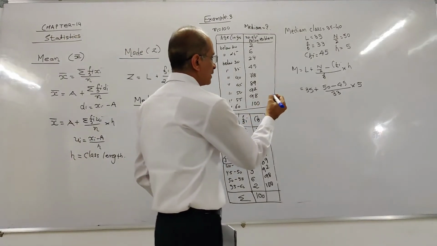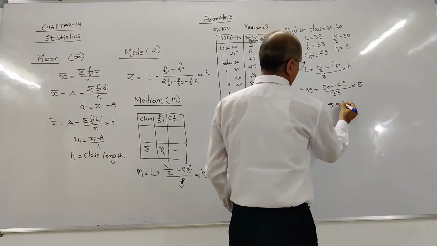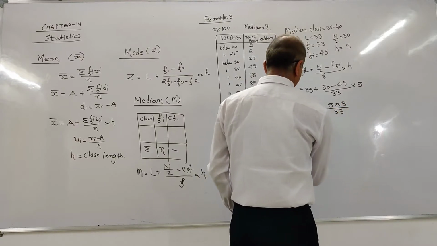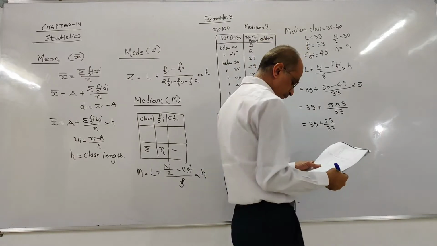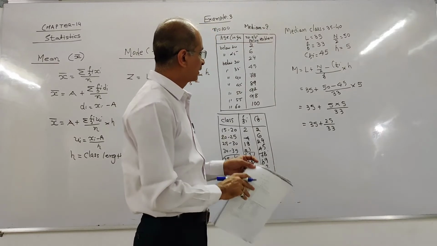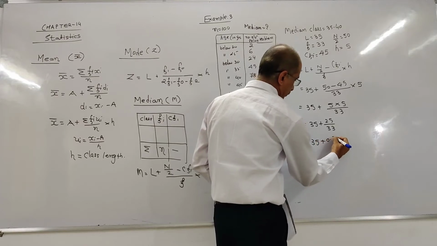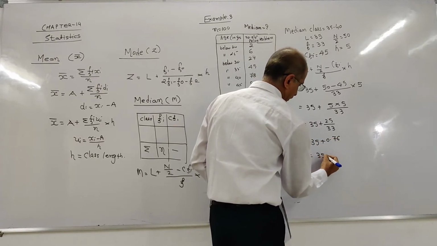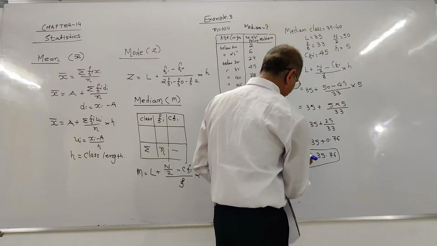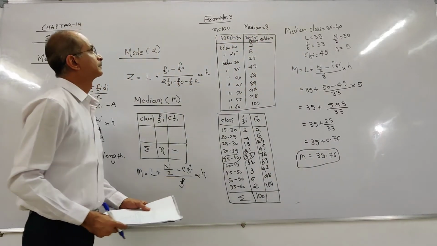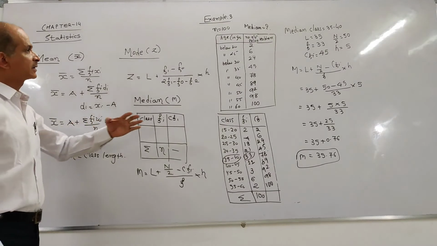Well, so the answer is 35 plus 50 minus 45, 5, again into 5 by 33. So you can write 35 plus 25 by 33. So when you divide 25 by 33, you get 0.76. So 35 plus 0.76. The final answer is 35.76. That is your median. Well, so friends, in this example, direct classes are not given to you. The less than type of frequency distribution is given to you.